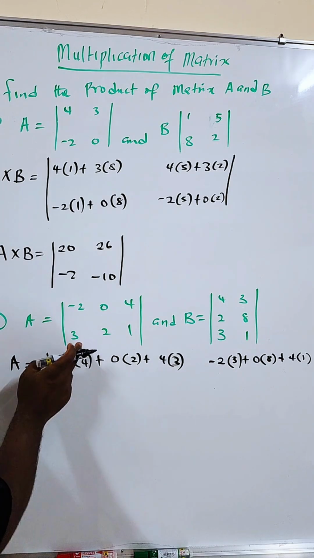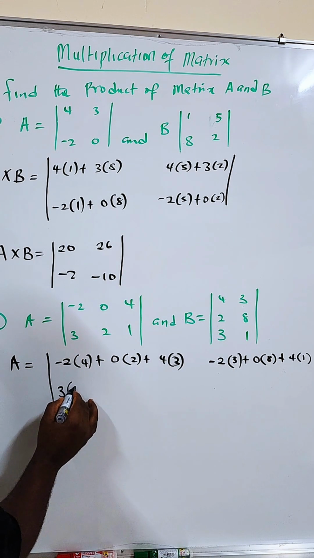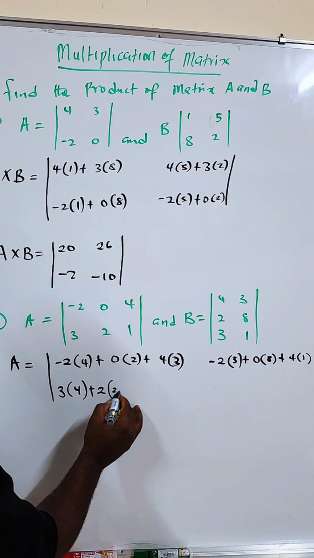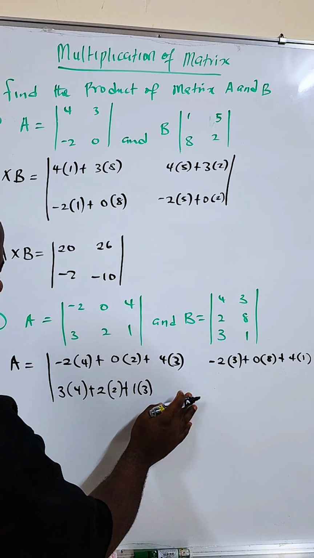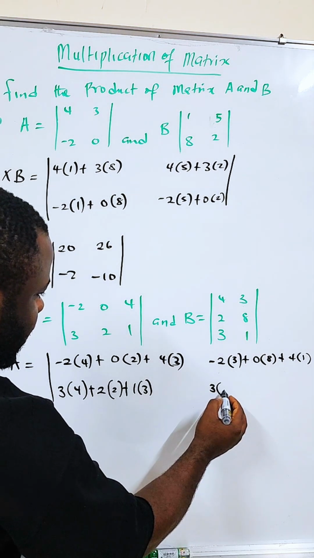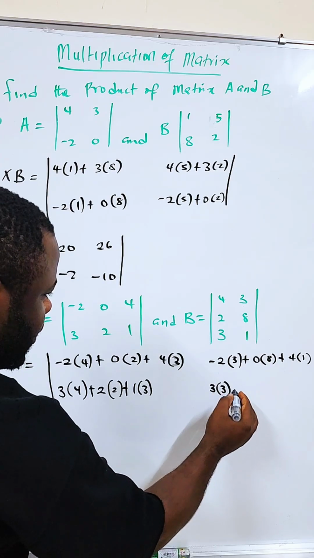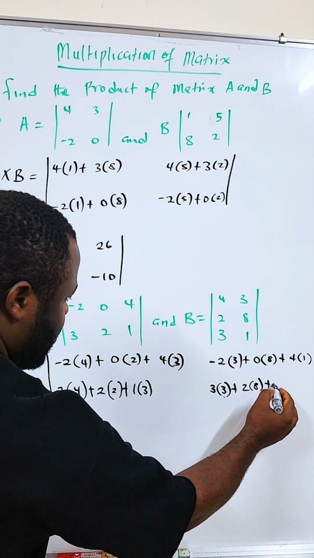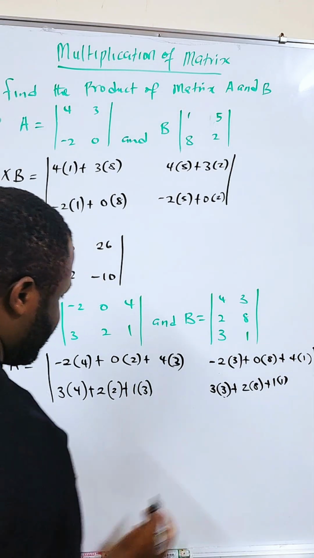The next thing we are going to do is go to the second row and use it to multiply out. So we have 3 by 4 plus 2 by 2 plus 1 by 3. Then for the second part, we also have 3 by 3 plus 2 by 8 plus 1 by 1. Okay? And that is our 2 by 2 matrix.